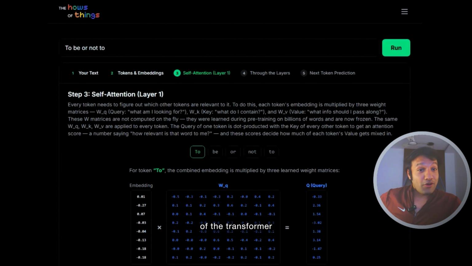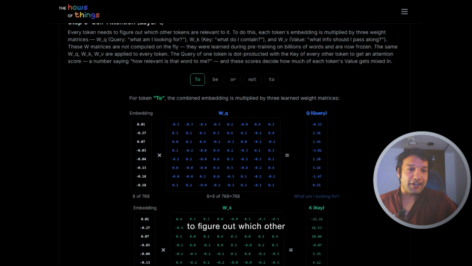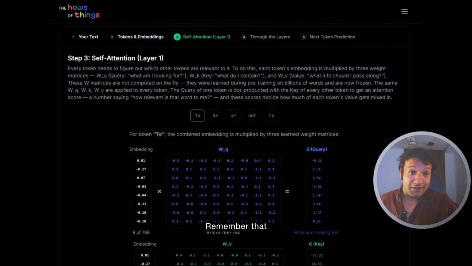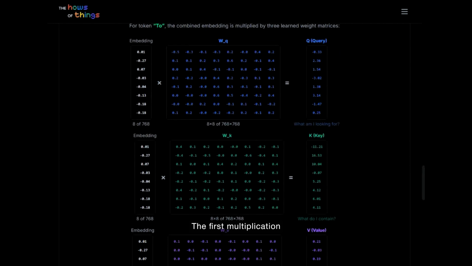This is the core of the transformer, self-attention. Every token needs to figure out which other tokens matter to it. Here's how it works. Remember that combined embedding, the list of 768 numbers for each token. For each token, it gets multiplied by 3 different weight matrices. The first multiplication gives you the query. Think of it as the token asking, what am I looking for?